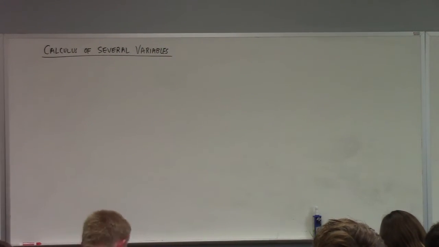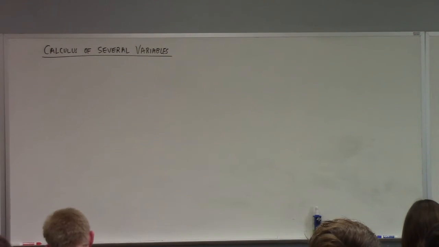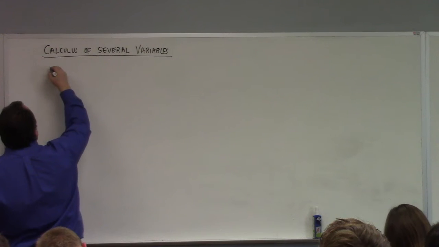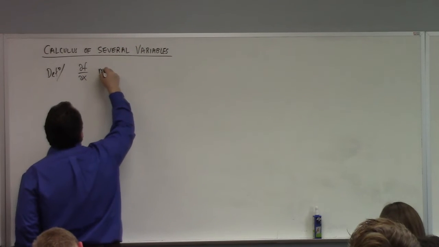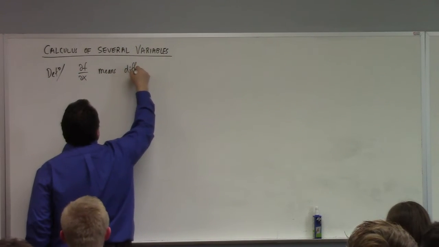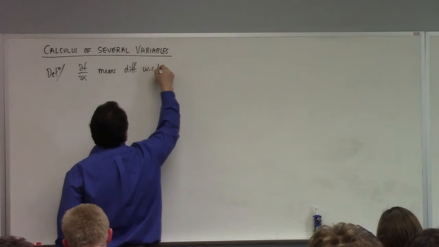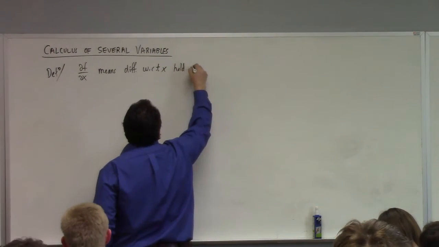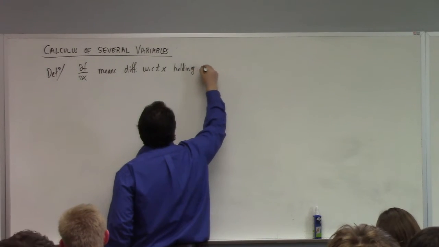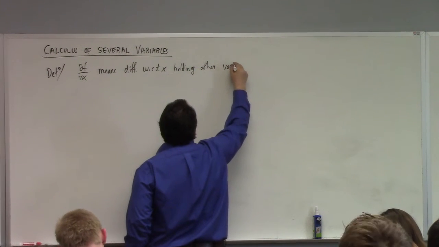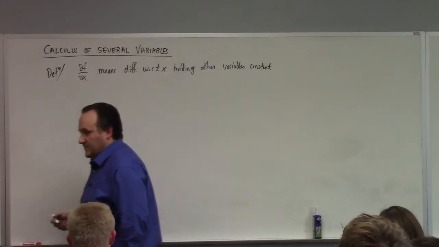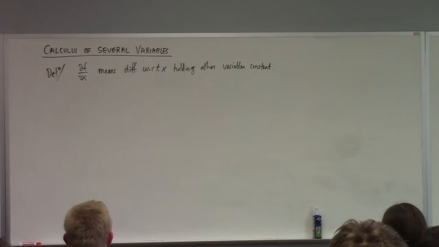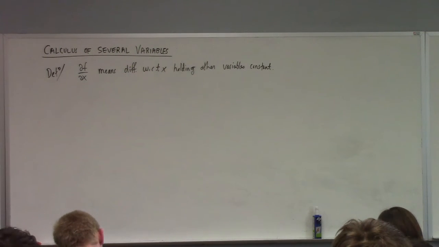And so the things I need to talk to you guys about are partial derivatives. What are partial derivatives? So definition: partial f, partial x means differentiate with respect to x, holding other variables constant. Now I could give you a mathematically precise definition, but I'd just like to give you a working definition. This is how we actually take partial derivatives. We differentiate with respect to x, holding the other variables as if they're constant.